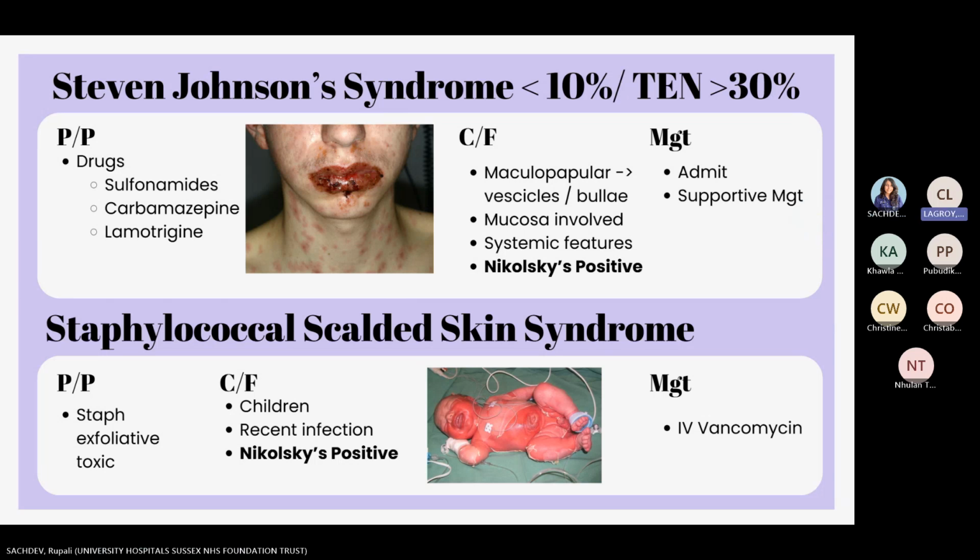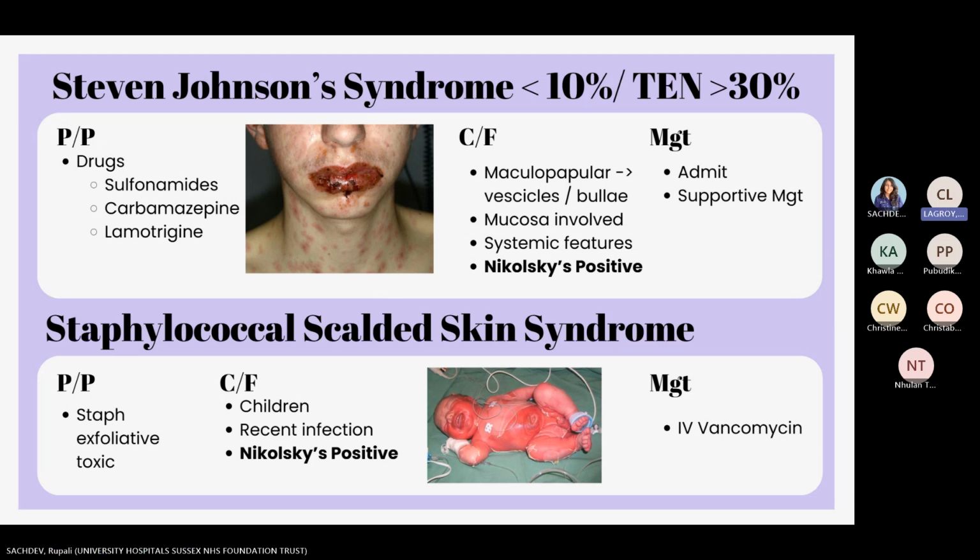Awesome. So next we've got Stevens-Johnson syndrome, which happens in less than 10% of cases, and then you've got the toxic epidermal necrolysis. The less than 10% is the area of skin involved. So the difference between Stevens-Johnson and toxic epidermal necrolysis is that in toxic epidermal necrolysis 30% of the skin is involved. In Stevens-Johnson's, less than 10% is involved.